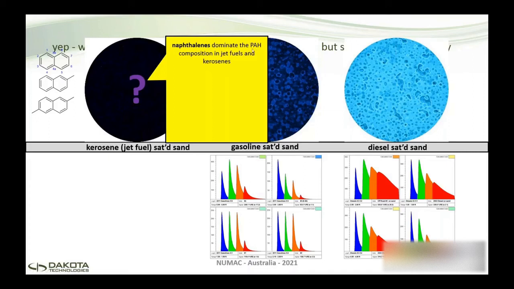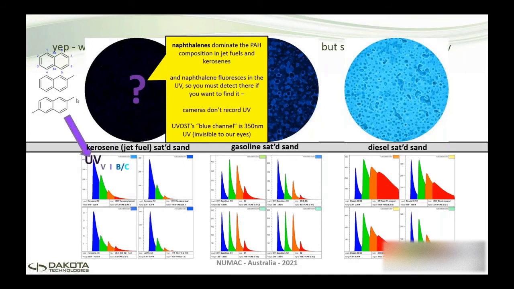Now, remember the kerosene, it's dominated by naphthalene. There are almost no other PAHs in kerosenes and jet fuels. That's why the waveform looks like it does. In fact, most of this fluorescence that looks like it's in the green and orange and red channels is actually just riding on the decay of that first channel. So it's very dominant in the UV. This channel is violet color, this is indigo in color, and this last red channel is blue cyan.